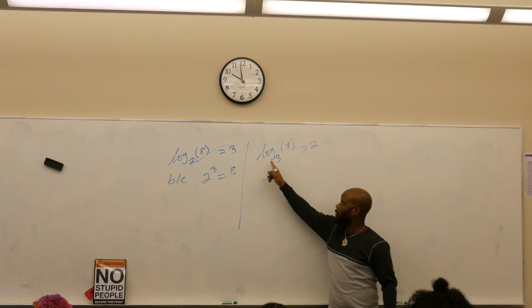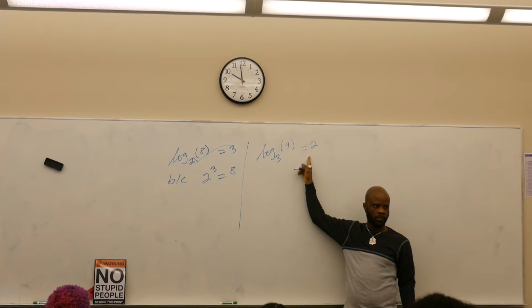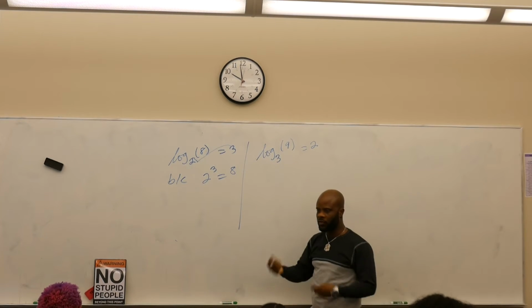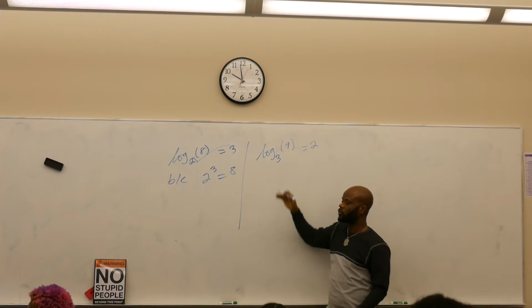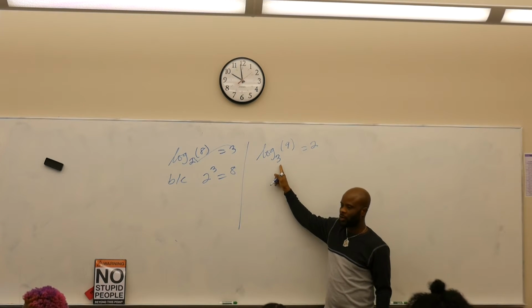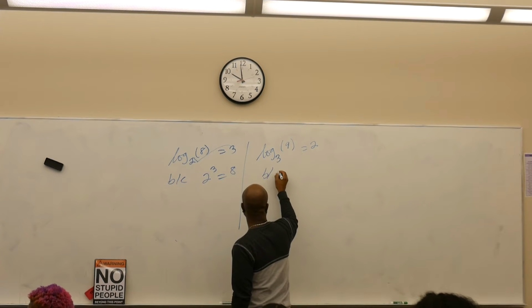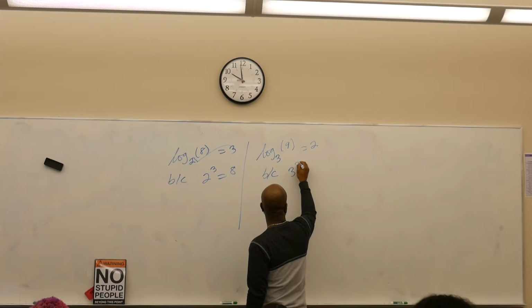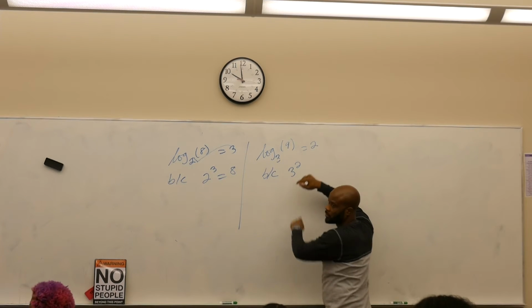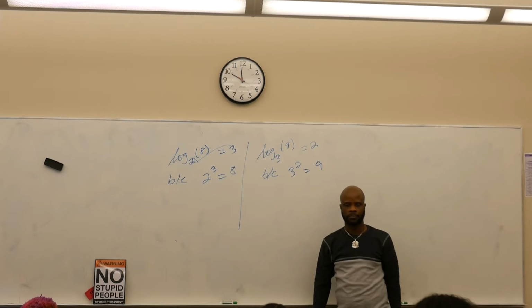So what power of 3 gives us 9? They're saying that's 2, right? So every time you're doing log, if you're confused, go right back to what power. What power do I have to raise this thing to get that? So because 3 squared, the base to that is equal to that.